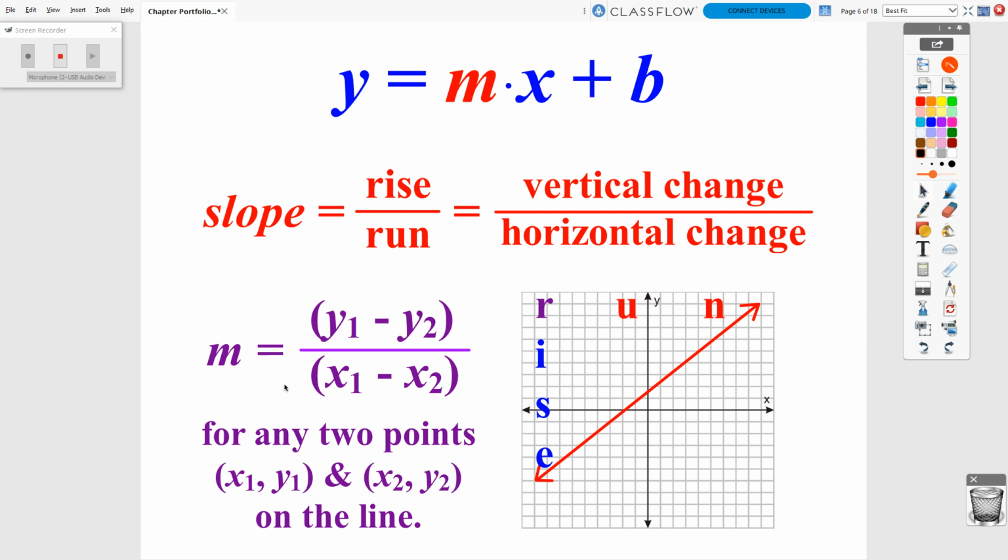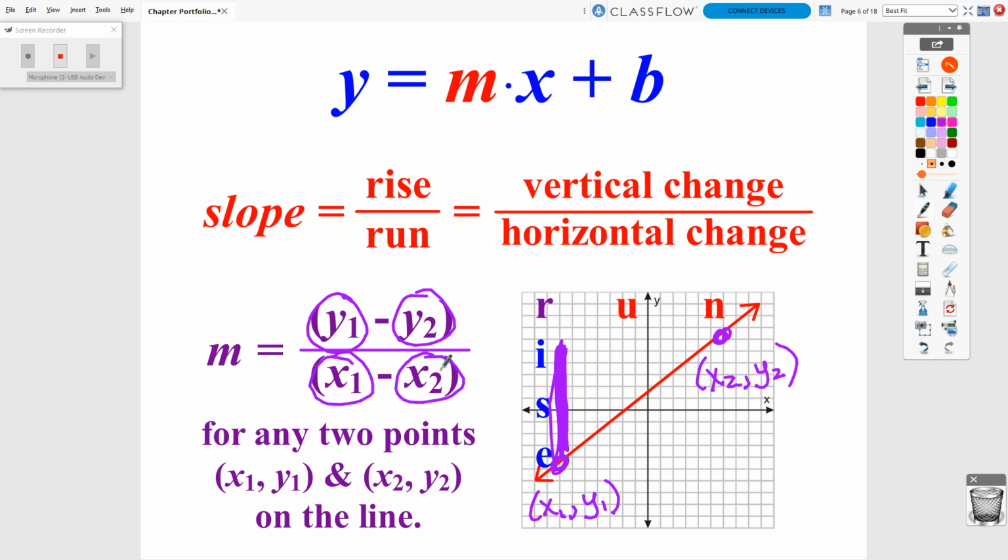Now, mathematically, for the slope you would have two coordinates. Let's call this x1 comma y1. That's our first coordinate. And let's say I have a point up here, x sub 2 comma y sub 2. If I took the first y coordinate and subtracted away the second y coordinate, that would give me my vertical change, my rise between here and here. Then if I subtracted my x coordinates from each other in the same order that I subtracted the y coordinates, that would give me my run, or my horizontal change.